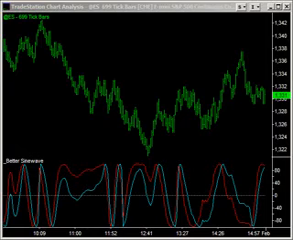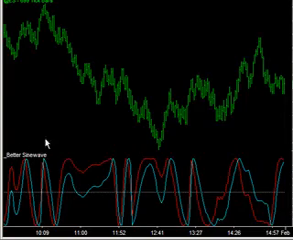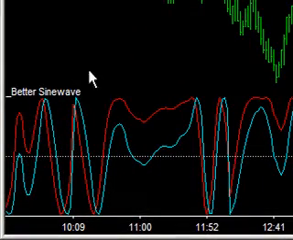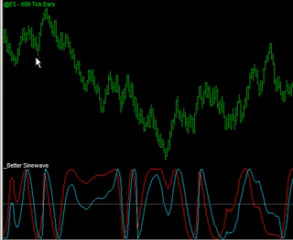Okay, this video is about an extremely important cycle analysis tool called the Hilbert sine wave that's been developed by John Ehlers. Now I've changed the code somewhat and called this indicator the better sine wave indicator. What's unique about the sine wave indicator is that it measures both cyclical and trending activity in the market. You can see here that we've got nice sine waves being formed that show the cyclical activity happening in the price bars.